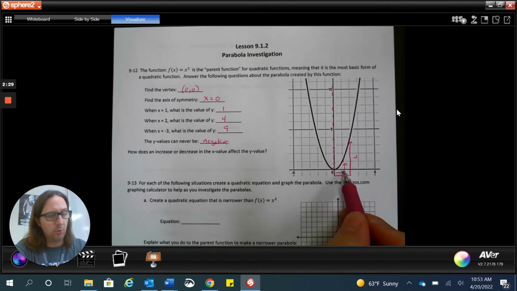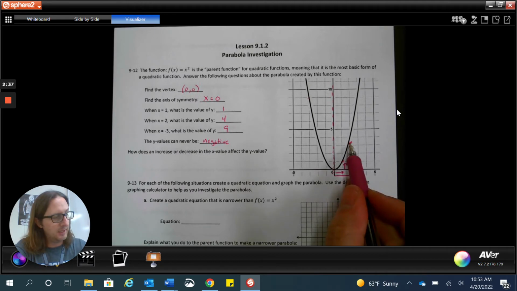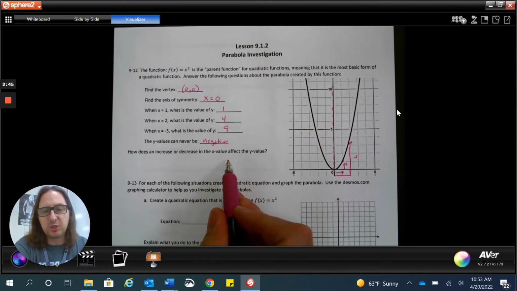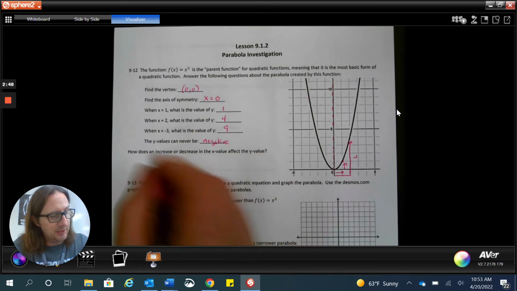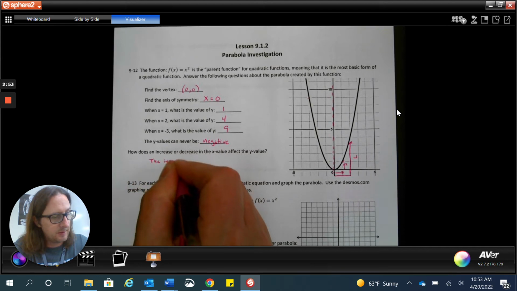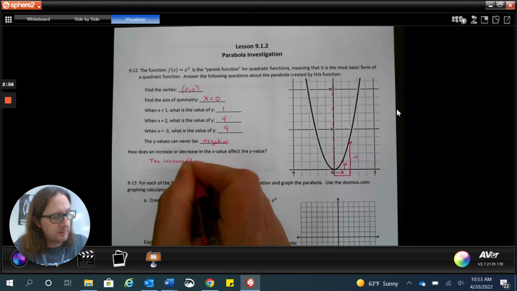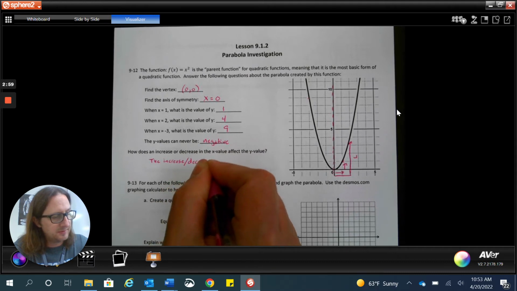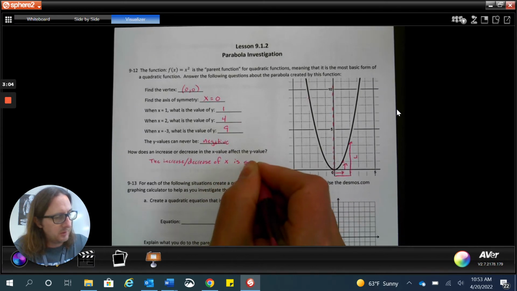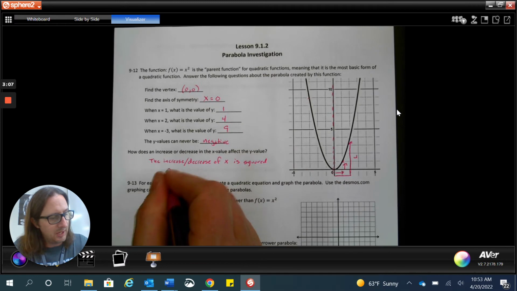So if I increase by 1, 1 squared is 1, so it goes up 1. If I go over 2, that's an increase of 2, so if I square that number, I get 4. If I increase 3, if I square that number, I get 9 up here. So an increase in the x is squared in the y value. So the increase or decrease of x is squared for the y value.